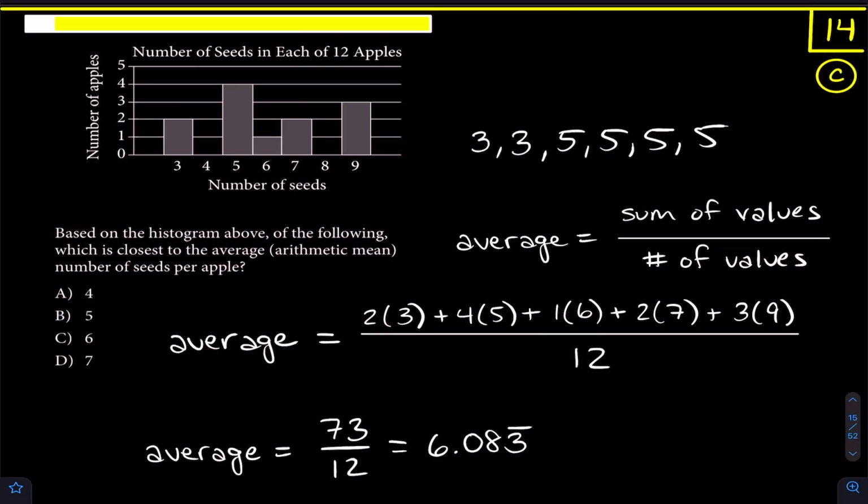All right. Anyways, so the closest number to the average is going to be choice C, which would just be 6, because this guy is about equal to 6. All right. So that is it for problem 14.